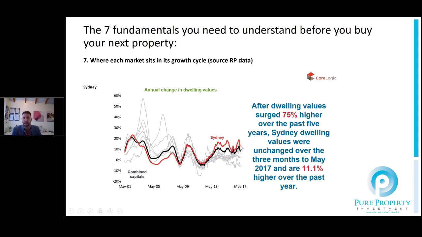But you can see here in the last 5 years, it's had a very strong and steady run, probably somewhere in the vicinity of 10 to 20% year on year for that last 5 years. Sydney dwelling values are 75% higher over the past 5 years, and they're unchanged over the 3 months to May of 2017, 11% higher over the past year.